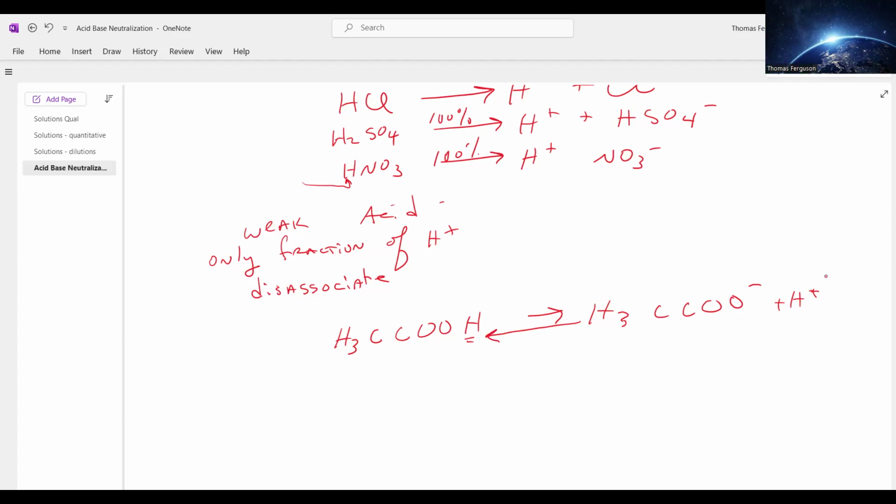Now there are two arrows with weak acids, a little arrow and a big arrow. What that symbolizes is the big arrow is pointing to this. That means with a weak acid, most is still tied up together and a little bit comes off. That's what makes it weak. Now there's some pretty strong weak acids like phosphoric acid. That's a triprotic acid. And when the first proton comes off, it's pretty strong, but it's still considered a weak acid.